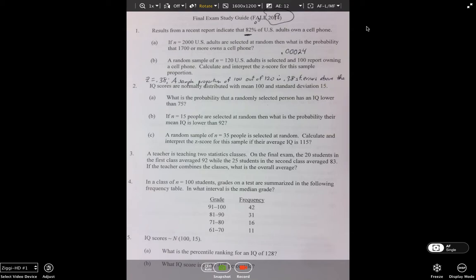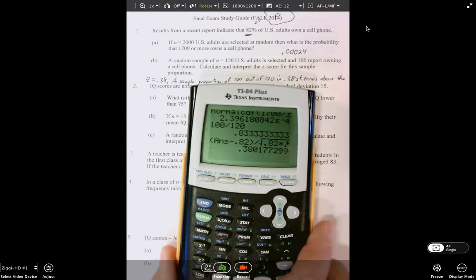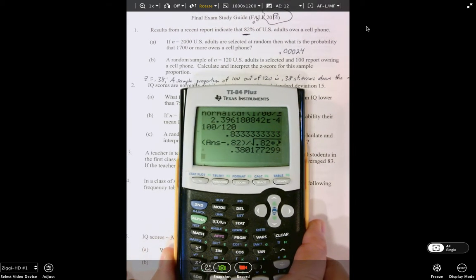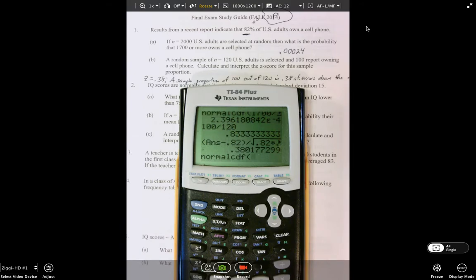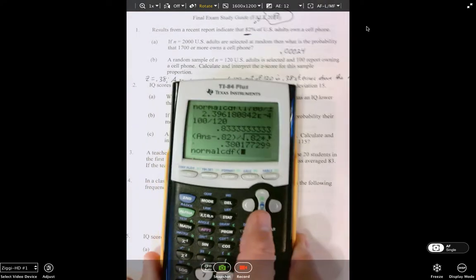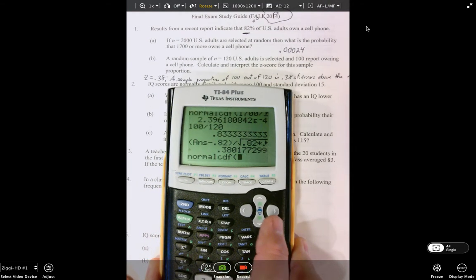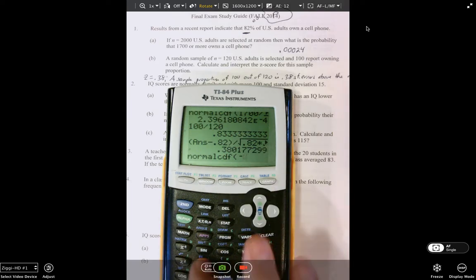Number 2. IQ scores are normally distributed, mean 100, standard deviation 15. What's the probability that a randomly selected person has IQ lower than 75? Well, let's reach for the calculator. Again, calculator or calculus, so I think we know which one we're going to choose. Normal CDF, and again, what do we want here? We want lower than 75. So at this stage of the game, we should know that that's negative E99. Lower than 75, mean of 100, standard deviation 15.